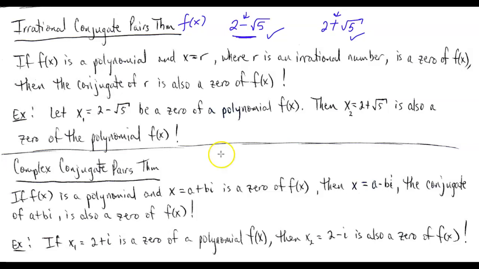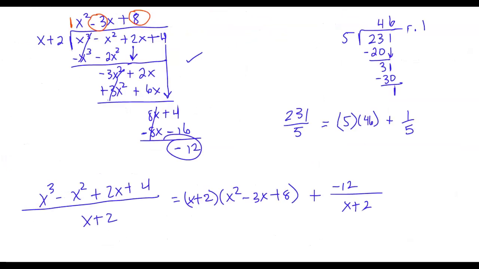The same thing holds true for the complex conjugate pairs theorem. Let's say if we had a complex number 2 plus i that is a 0 for our polynomial f of x, then we know that 2 minus i also has to be a 0 for that. Now, the reason that comes about is it actually comes from the quadratic formula here. So I'm going to break away here for a second and show you why that is.